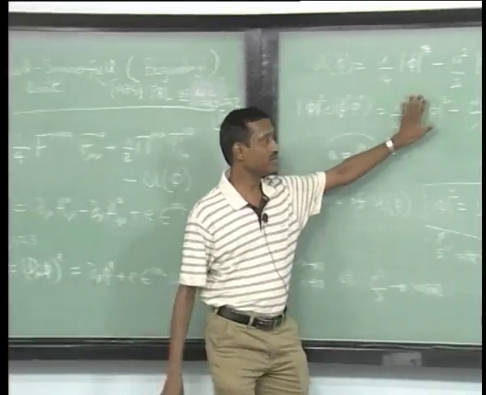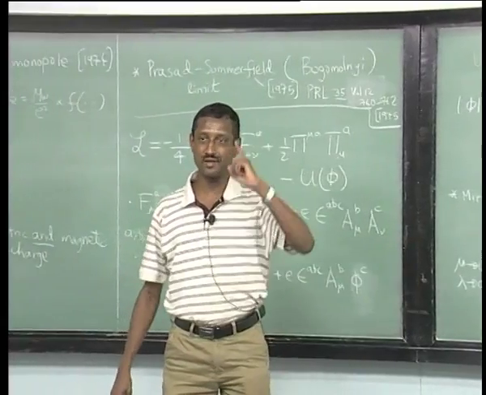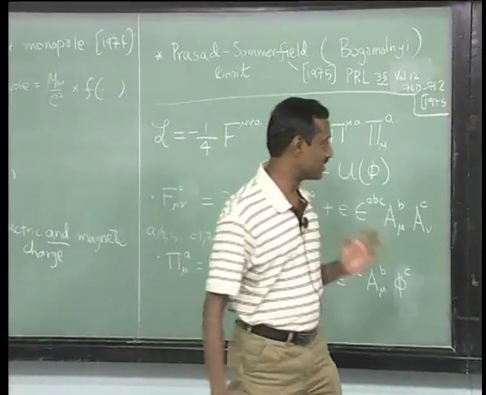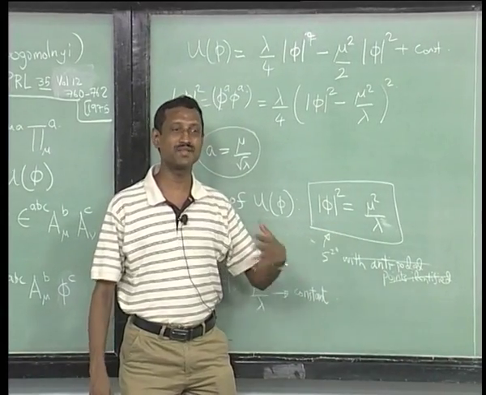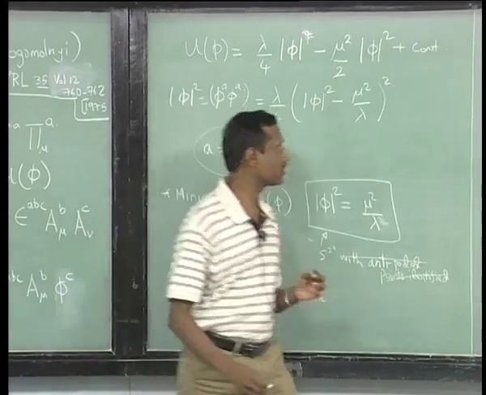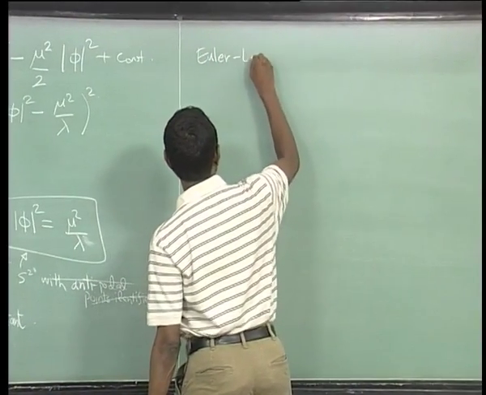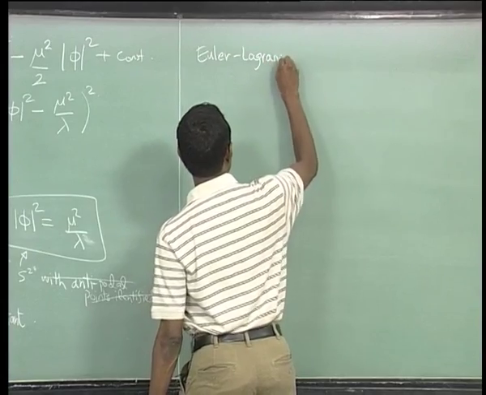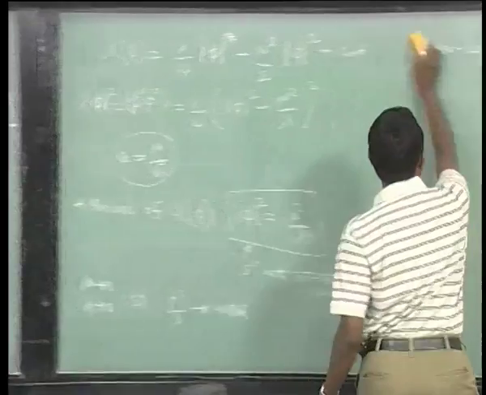You can see that all of u of phi can be forgotten, but the only memory of that is this, and this is the biggest simplification in this problem. Okay, so the thing is to find the Euler-Lagrange equations of motion. Now let's do a little bit more. So let's just work out.